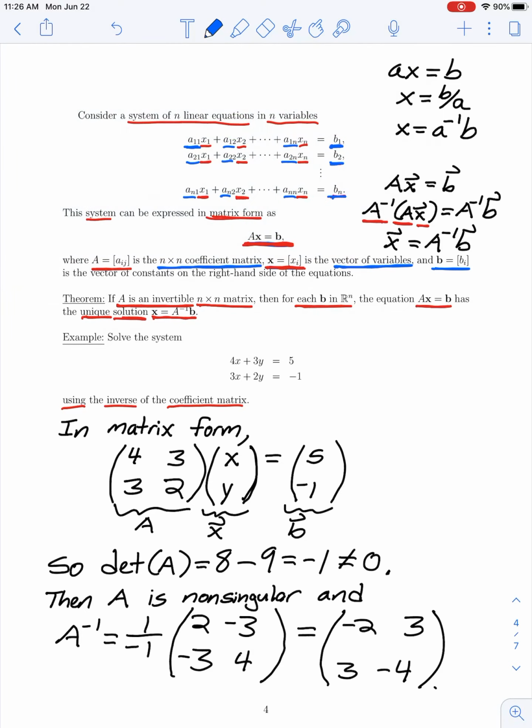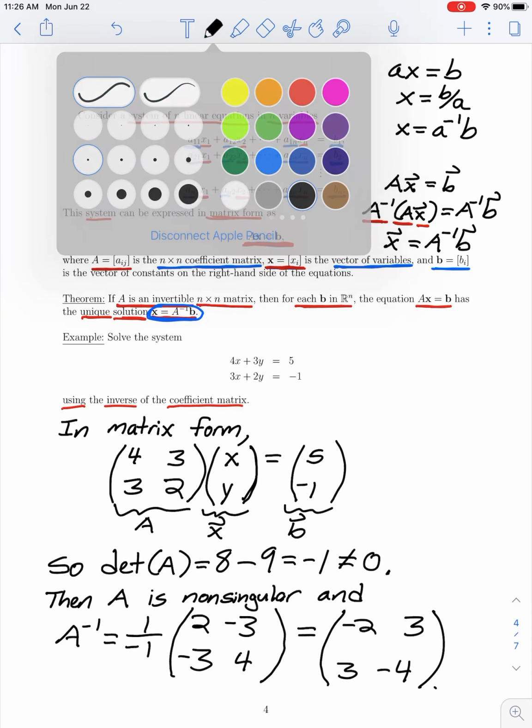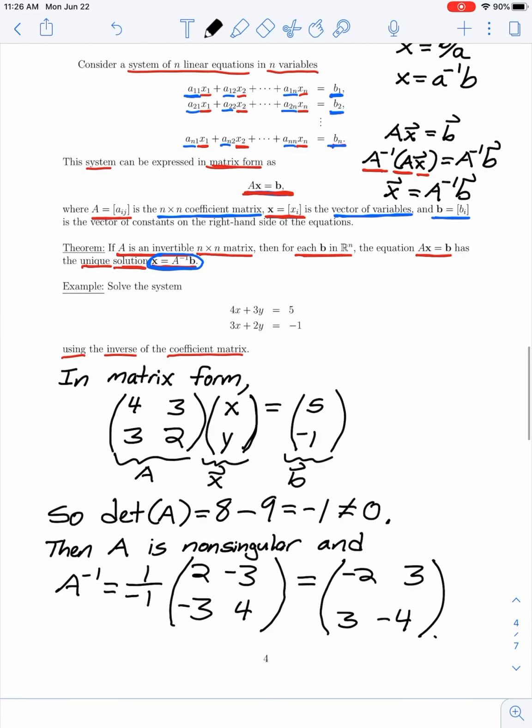Now, once we have A inverse, we're able to solve our system. Recall that the solution of this system is given by x is equal to A inverse times B. So let's look at that down here. We have the unknown vector x is given by A inverse times the vector B. So here we just found A inverse was -2, 3, 3, -4. We're multiplying that by our vector B, which was 5, -1.